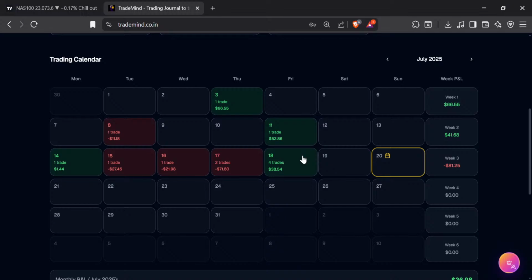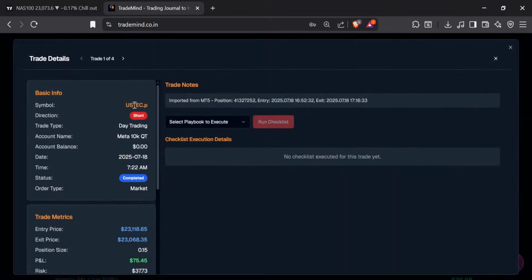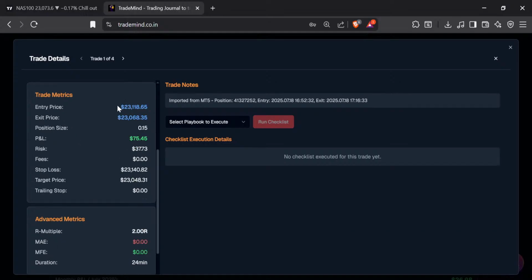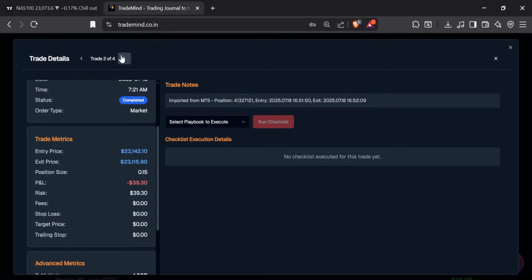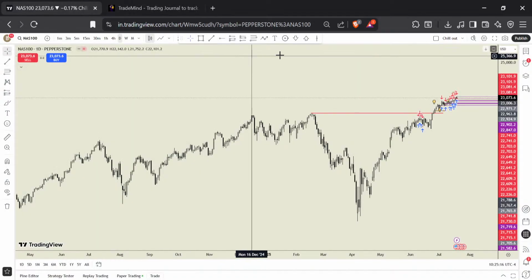So let's see, on 18th July 2025, I took 2 trades. The date is wrong because this is Indian Standard Time, so you have to convert it to New York time. Around 9:40 we took some trades here, and if you can see, these 2 trades went badly.